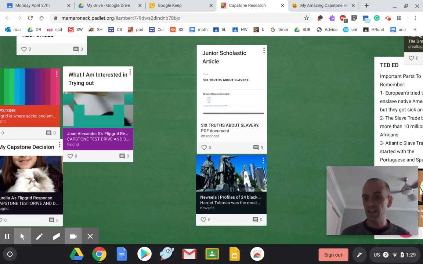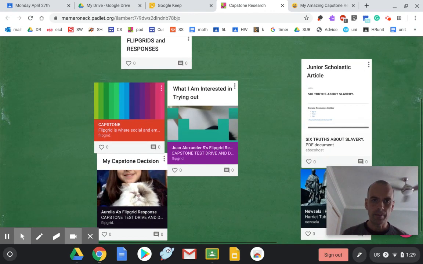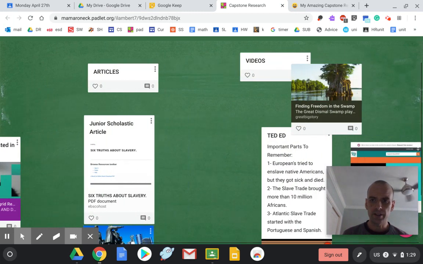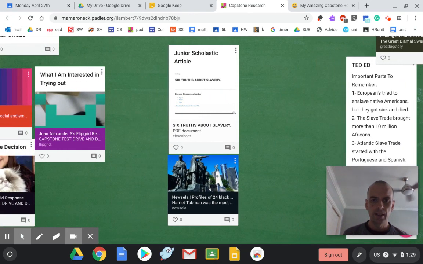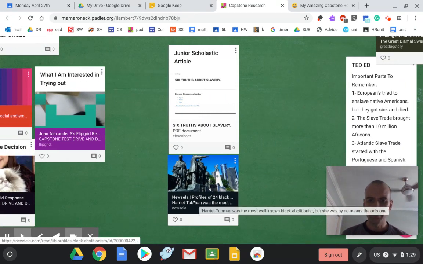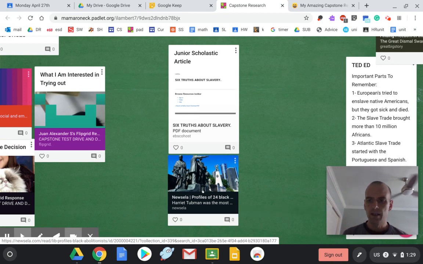But before I just tell you to take notes again, I want to show you a new tool that you can use that'll help you read and pay attention. So what I like to do is first on my Padlet, remember I have my flip grids, articles, and videos. I did a video last time, so I think I'm going to do an article. In here, I really want to do this: Profiles of 24 abolitionists, people who fought against slavery. I really, really, really want to read that.